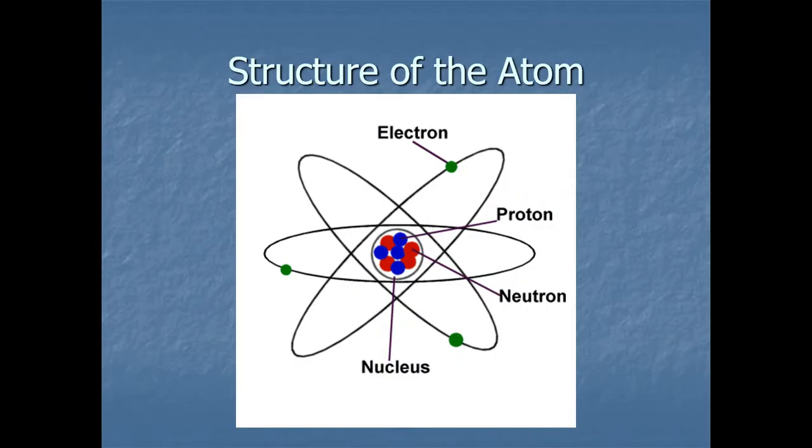It's a classic where it has the neutrons and the protons in the middle, called the nucleus, and the electrons are buzzing around the outside. We're going to dig a little deeper into what all that means.